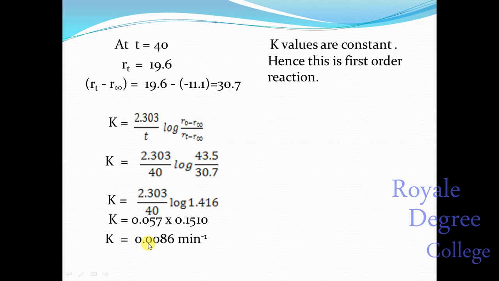Here also, at time 10 minutes, at time 20 minutes, at the time 40 minutes, for all those times as we are using, we are getting the value of k as constant. How much are we getting? 0.0086 per minute. Hence, we can say that this is a first order reaction.